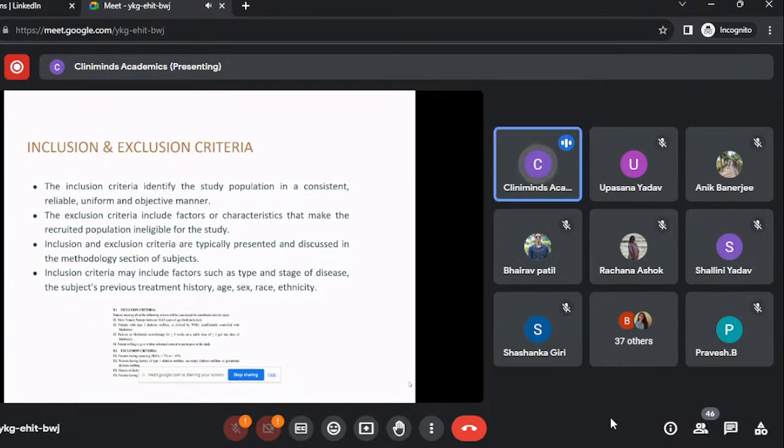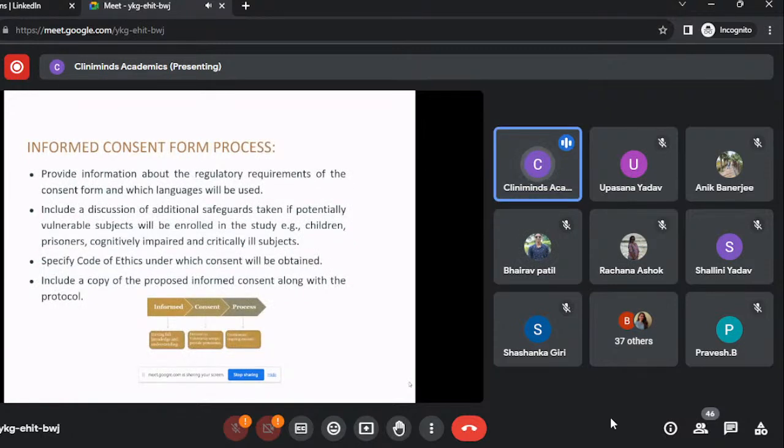So that's about the inclusion and exclusion criteria. Then after that, what is contained? It will contain information related to the informed consent form process. What is an informed consent form?